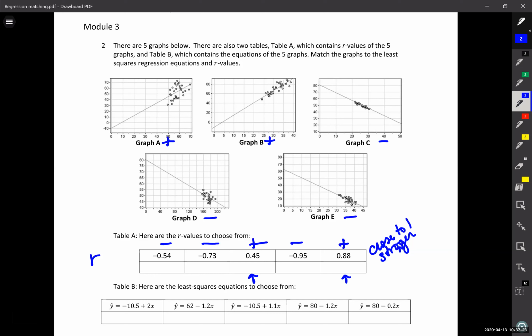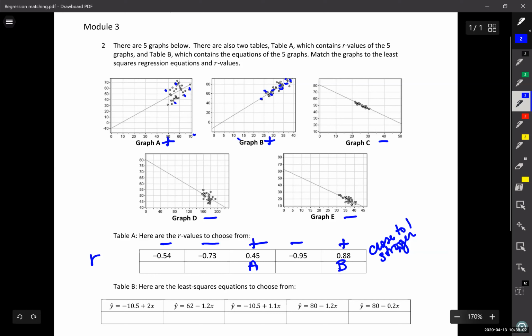Stronger than the 0.45. So going back up to A and B, looking at those 2 pictures, which one is stronger? Which dots are closer to the line? I can see on B, these dots are pretty close to that line, whereas on A, they're a lot more spread apart. So B is going to be the 0.88, and A is going to be the 0.45 because that's the only other positive. So really, I'm just looking at 2 pictures, and I'm saying which picture is stronger. That's going to be the bigger number. And graph A is left over, so it has to go with 0.45, which is the leftover number.